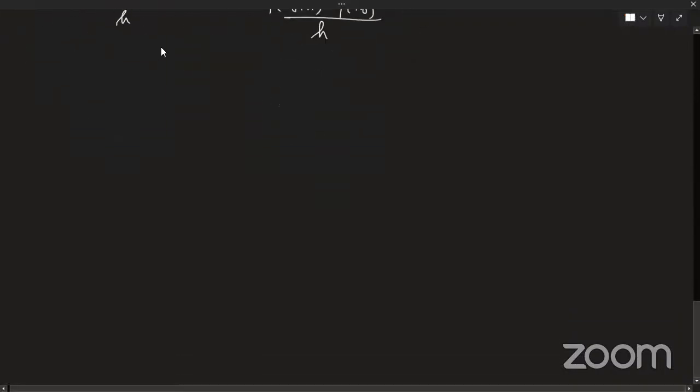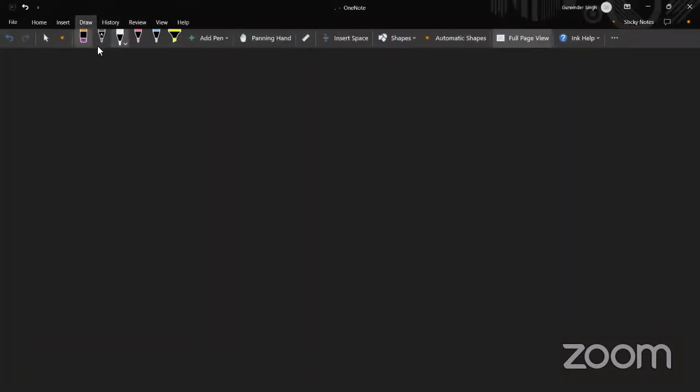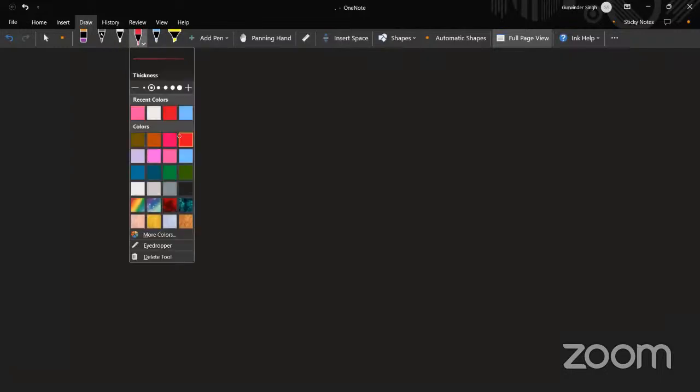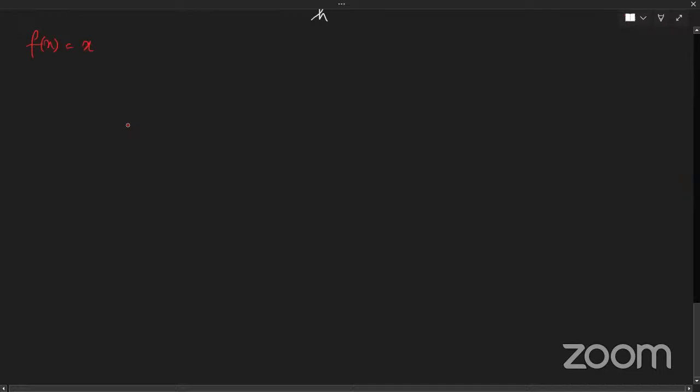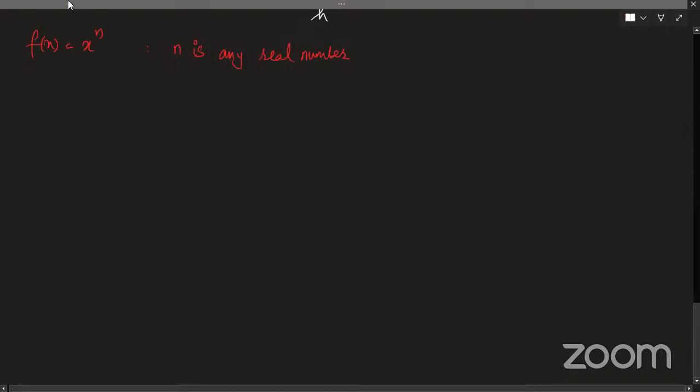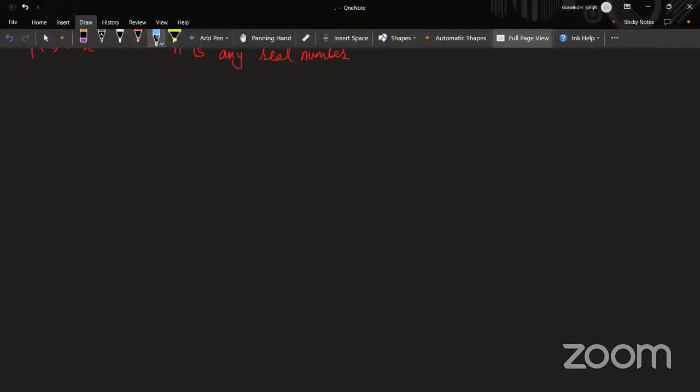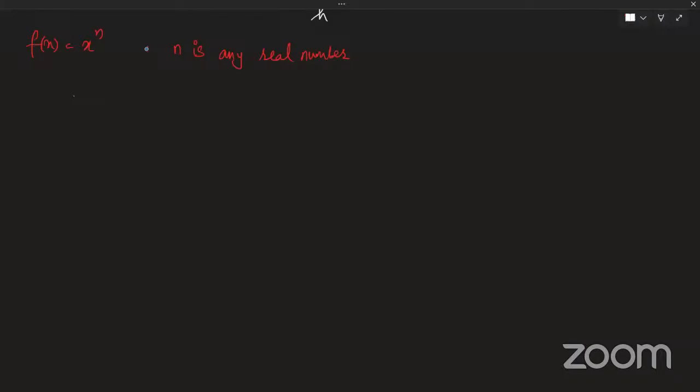Okay, so let us just try this important case and try to prove it. So you've got f of x as x raised to n, where n is any natural number or any real number. And it is asking me to find both the right hand derivative and left hand derivative.